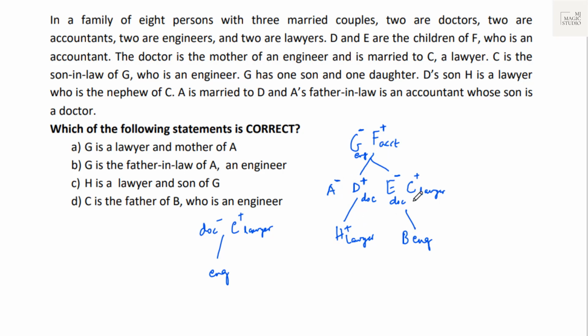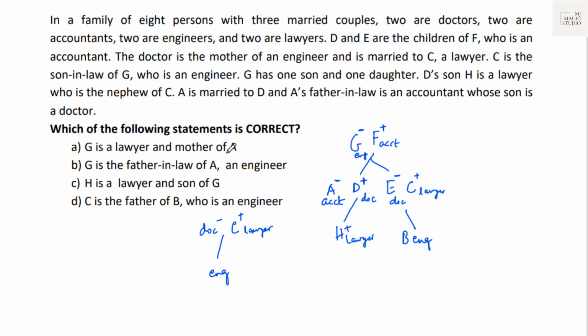So we have A, B, C, D, E, F, G, H. 3 couples and 2 accountants. 2 doctors are there, 2 engineers are there, 2 lawyers are there. A should also be the accountant. This should be the family tree.